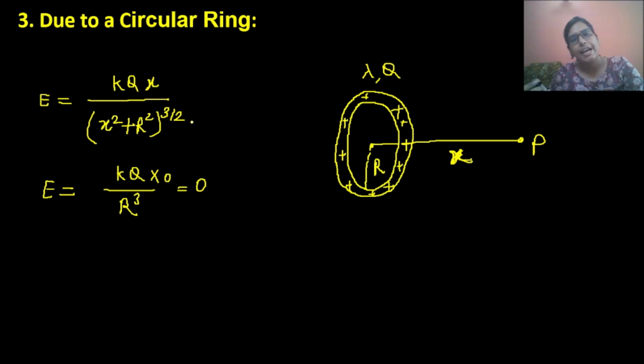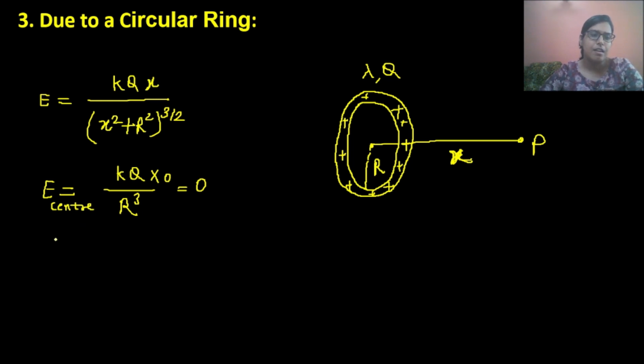This is the electric field due to a uniformly charged circular ring, and x is the distance from the center of the ring, and at the center the electric field will be 0.